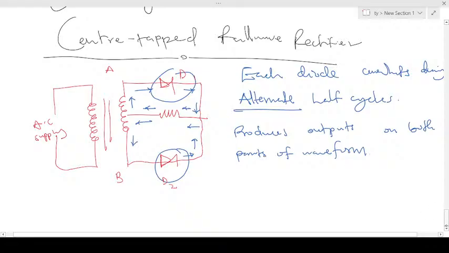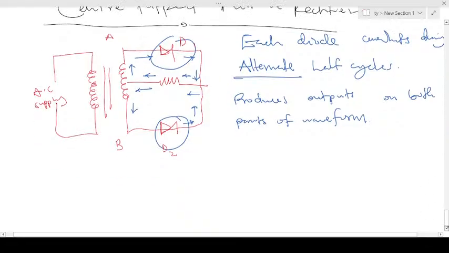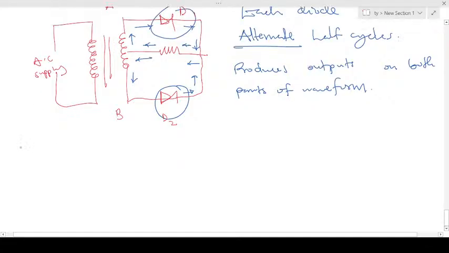So each diode will take its time to conduct during the operation of the center tapped rectifier. So diode 1 will supply current, and then it will alternate to diode 2, which will supply current, and then diode 1 will supply current once more, and that's how it will go during the operation of a center tapped rectifier.